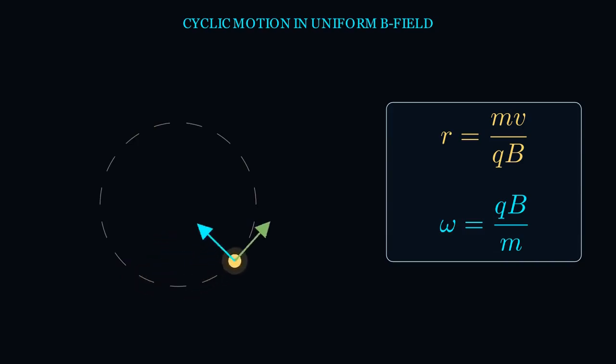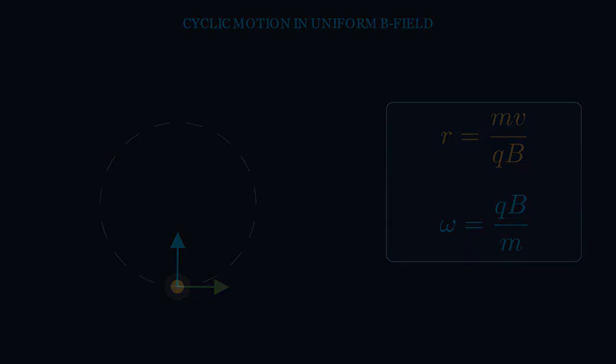The radius of this circle is expressed as r equals mv over qB. As the velocity v increases, the orbit grows wider. But the time required to complete one full orbit remains constant, determined by the cyclotron frequency, omega equals qB over m. When we combine both fields, we get the complete Lorentz force equation, F equals QE plus QV cross B.